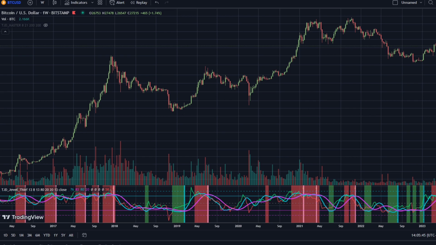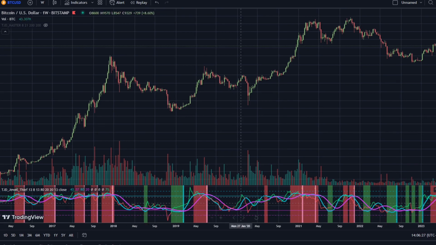All right, so we're going to get started here on the Bitcoin weekly chart. You can use this indicator on any time frame or any asset. It works extremely well in both trending and also range-bound markets. It is important, however, with any indicator to understand that you need to identify if you're in an uptrend, a downtrend, or a sideways market, and that's going to help you be much more effective when using said indicator.